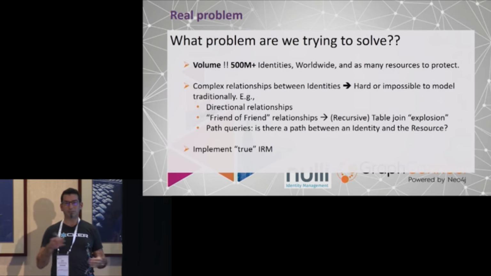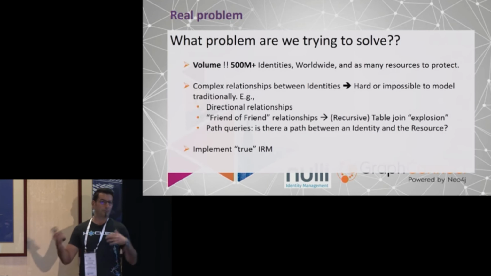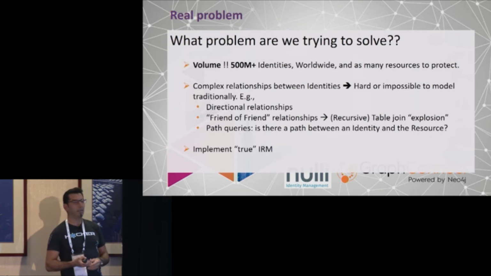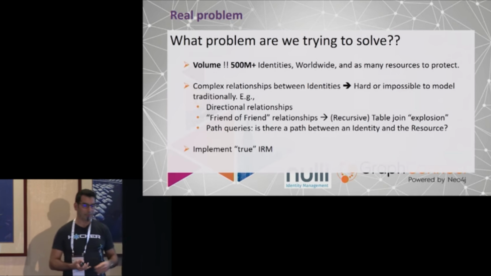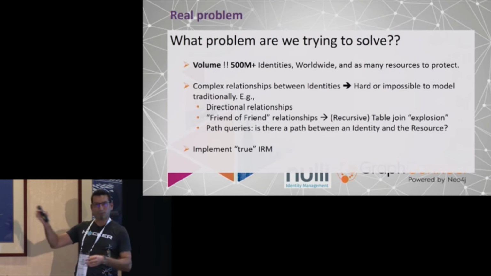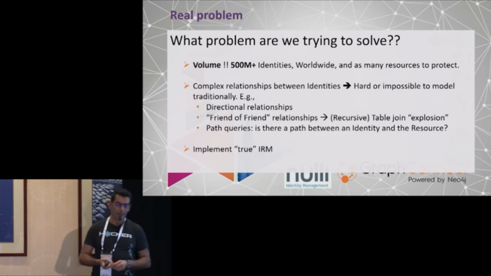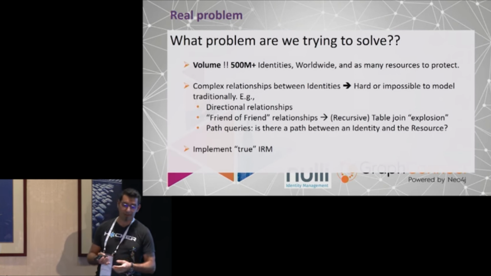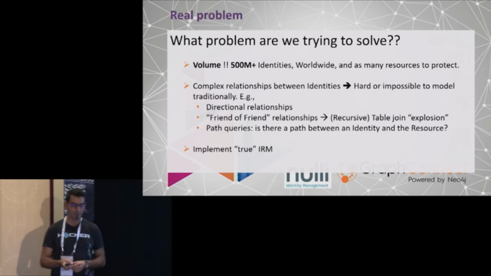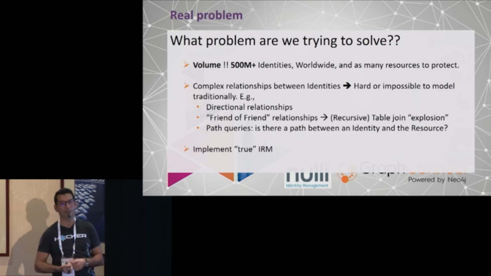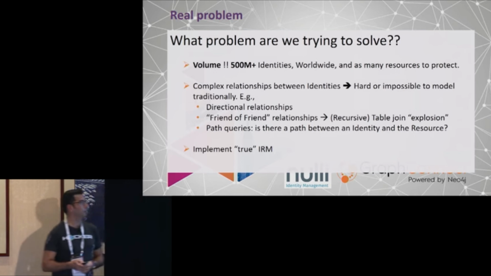And they had very complex relationships between identities and the resources, and they had all kinds of crazy rules that they need to model. And all those things were really hard or impossible to model traditionally, like the directional relationships or friends of friends relationships, which would lead to a table join explosion in SQL. And they needed to resolve some path queries, like is there a path between A and B. And one of their goals was to implement a true identity relationship management system, true IRM. So that was the problem they were trying to solve.